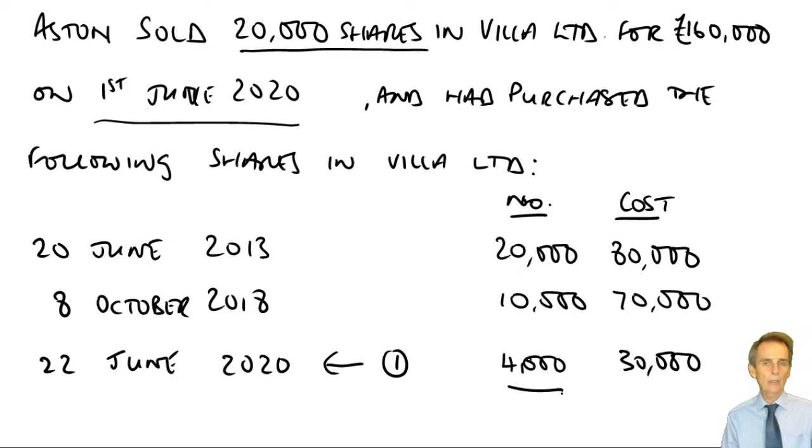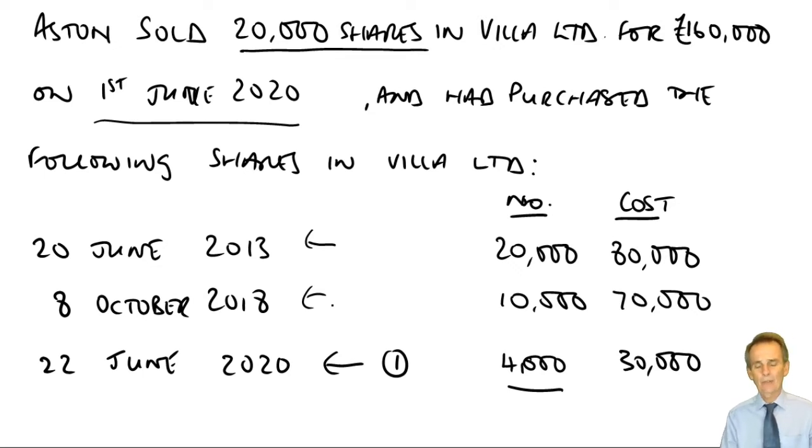So that means that there is a further gain calculation to work out on the contents of the share pool. The share pool contains the June 13 and 8th of October 18 acquisitions. And you list them as we see here, literally exactly the same as you see here.